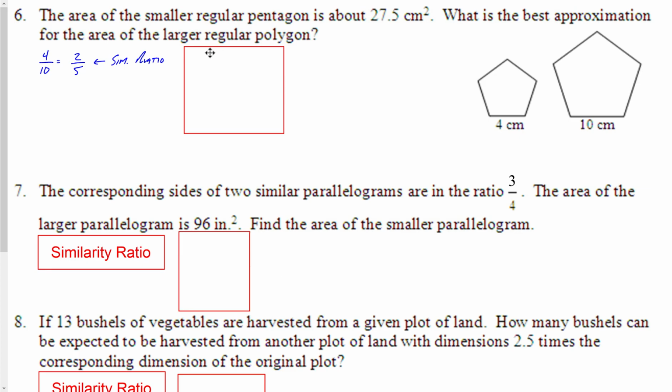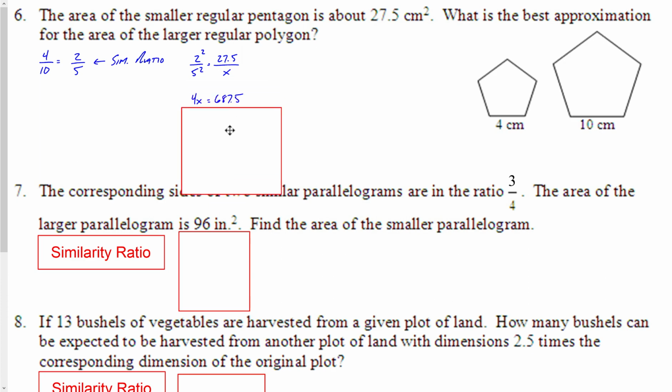Now to set up a proportion, we have to remember we always have to stay consistent with our proportions. So in this case, I would start with my similarity ratio of 2/5. Notice I'm squaring it though, because this problem is dealing with area. So I have to use the ratio of areas, meaning square your similarity ratio. And then I'm doing small over large again. So area of the smaller shape over the area of the larger shape, which is what I'm trying to find.